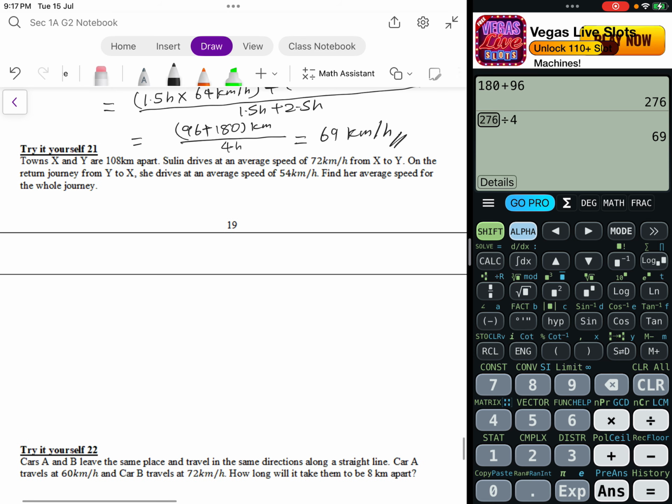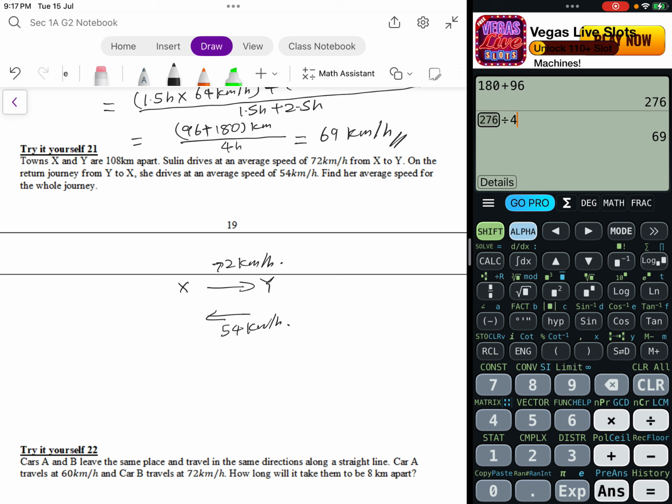Okay, now the towns X and Y are 108 kilometers apart. So Sulin drives at an average speed of 72 from X to Y. On the return journey, average speed of 54. Right, so X to Y, 72 kilometers per hour. Y to X, 54 kilometers per hour. Find the average speed for the whole journey.